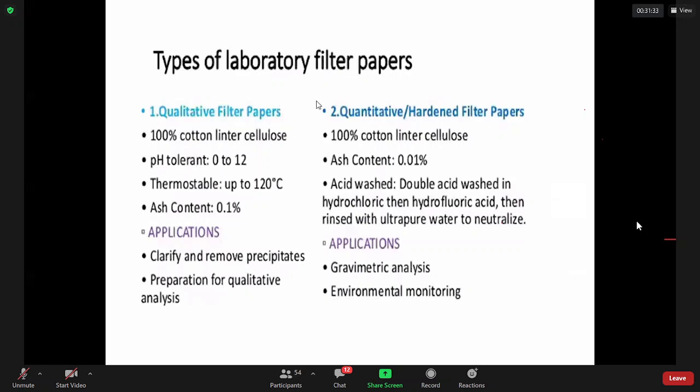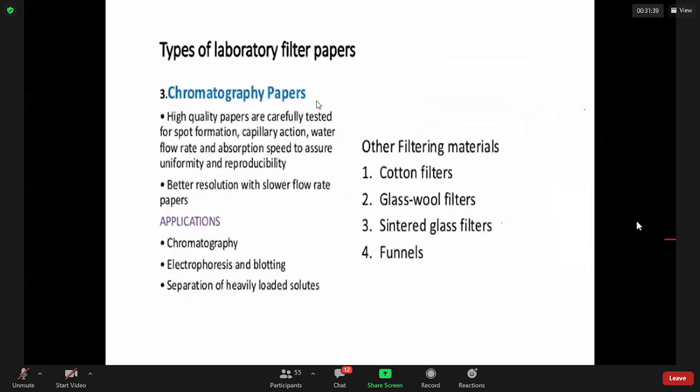Then we have the chromatography papers. What is their application? With the high quality chromatography papers, you spot at the end of it, and then you run through a solvent, and you'll be able to have the chromatographic separation. That means you can filter so that the solids get stuck onto the paper and then the liquid can move out. So that is also chromatography paper.